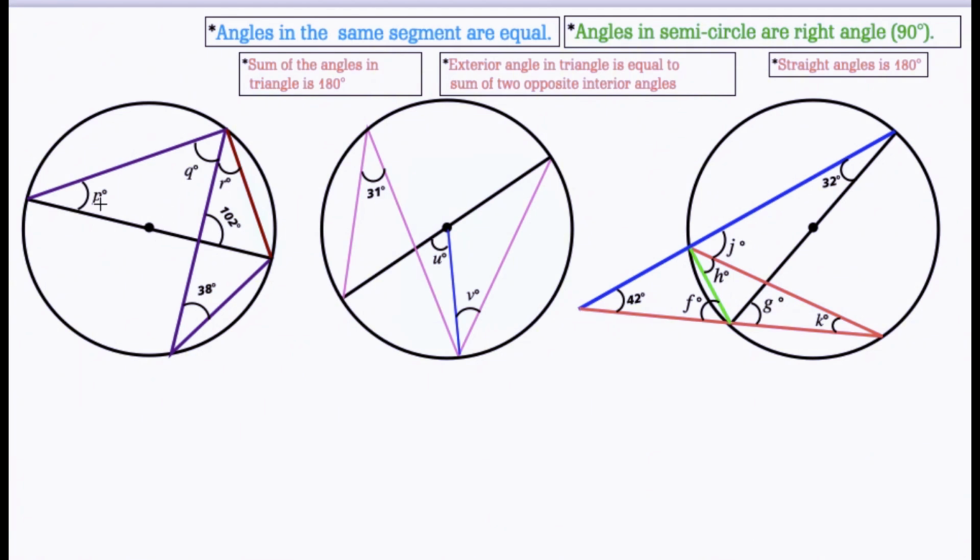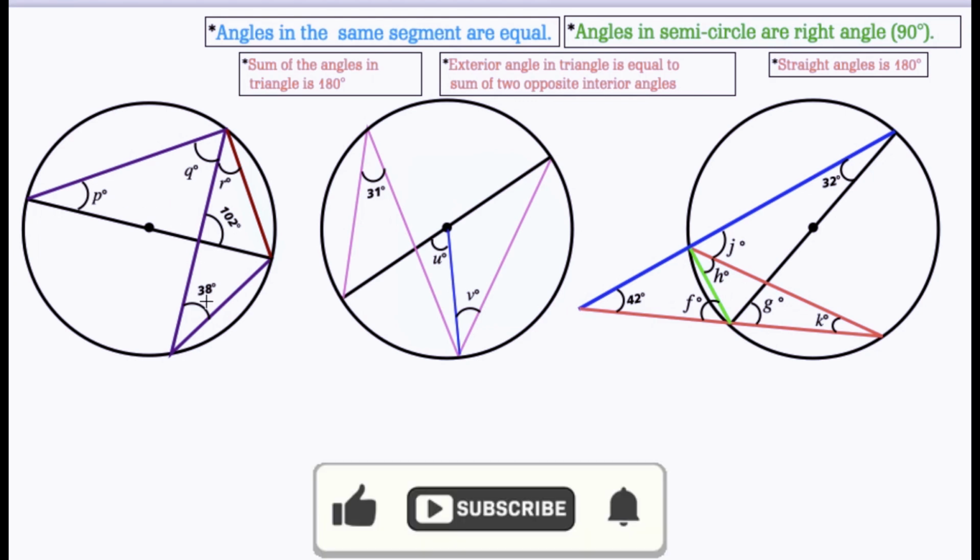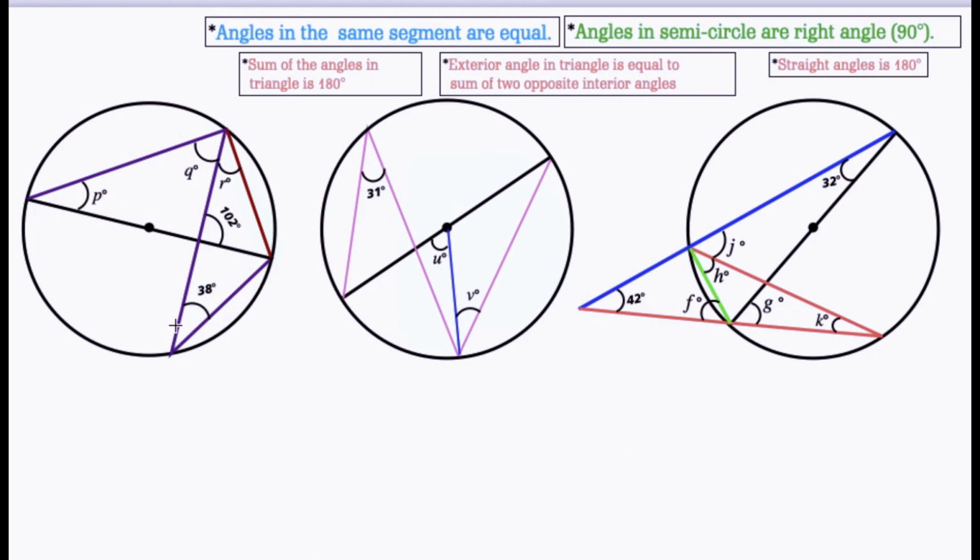Alright, in this circle we are looking at angles P, Q, and R. Angle P is equal to 38 degrees because they are angles in the same segment. So P is equal to 38 degrees. Now, when you are considering this triangle, this 102 degrees is an exterior angle to this triangle. Now, an exterior angle is equal to the sum of the two opposite interior angles. In other words, P plus Q is equal to 102 degrees.